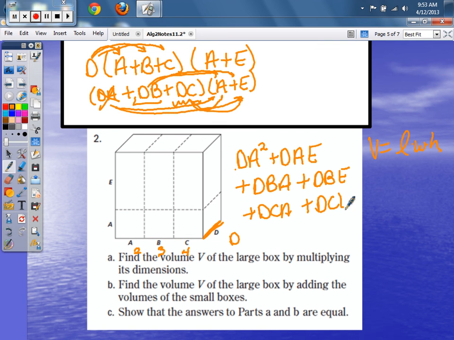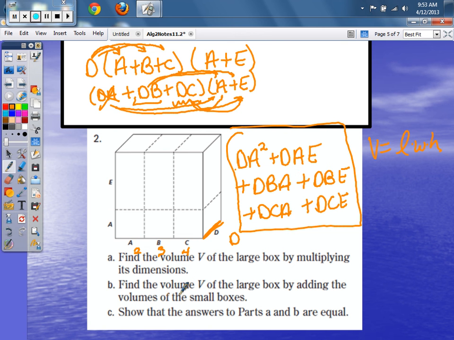Okay. I don't believe there are any like terms here. We could take a look and see. No, definitely not for this one. DAE, nope. DBA, nope. Okay, no like terms. This is as good as it gets. You could alphabetize the letters if you want, but it's not that big of a deal.